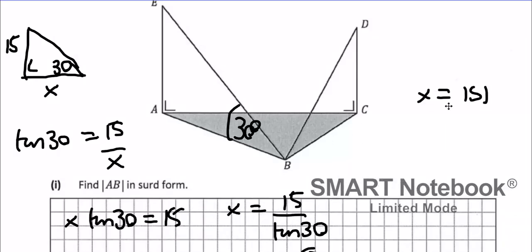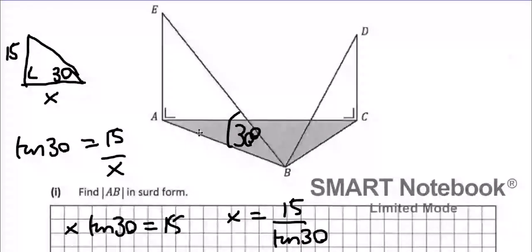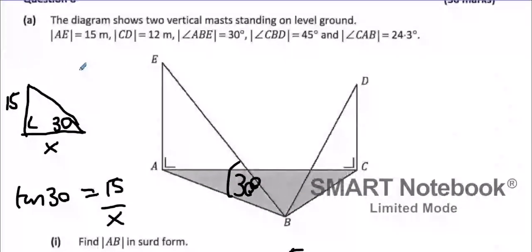Now, that was probably worth about 5 marks, I reckon. Now, next one. Find B to C. All right, well, B to C is here. And does it give us an angle for B to C? What information does it give us? CAB, C to A to B. It gives me this here is 24.3, yeah? Okay. Now what else does it give me?